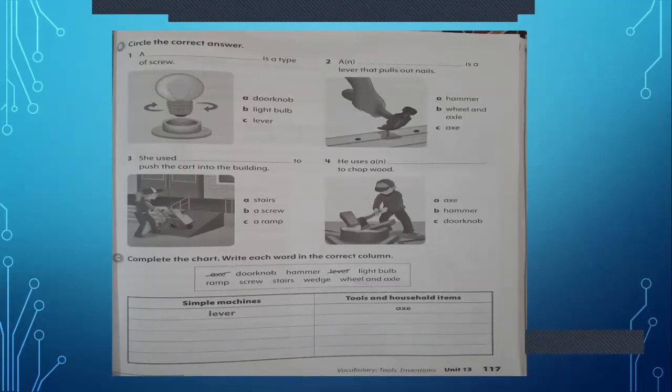When I talk about stairs, it is an example of ramp, right? So these are the tools which we use in our homes or somewhere else outside our houses. But machines are the ones which need force to make them work. So doorknob. What is doorknob?